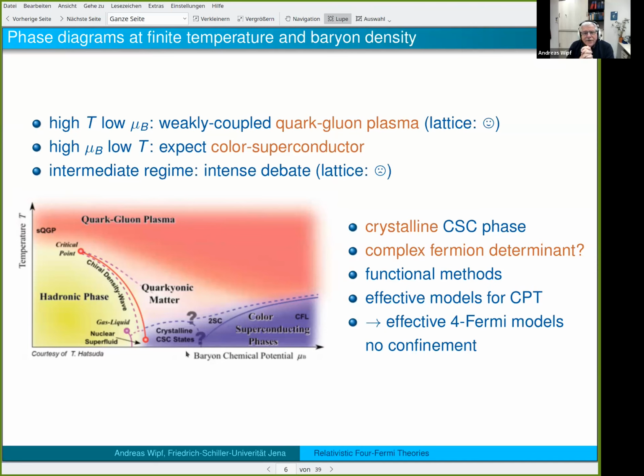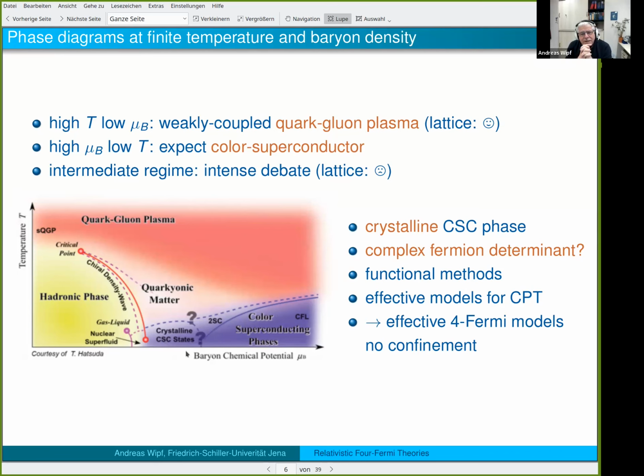Well, maybe then you can use functional methods, which has been done, especially in the last years. I will try to go to larger chemical potential. But I'm not sure how reliable these results are, because there are some complications involved. There's a cutoff dependence and so on.